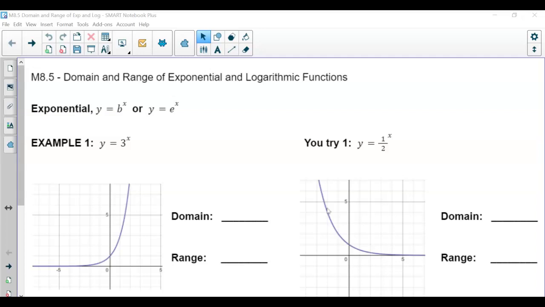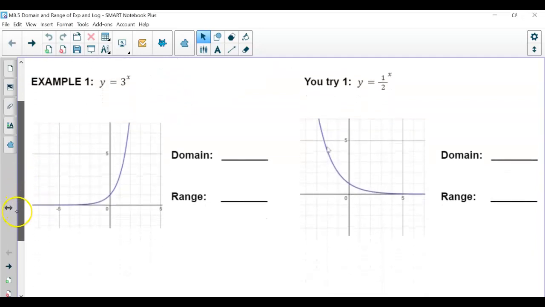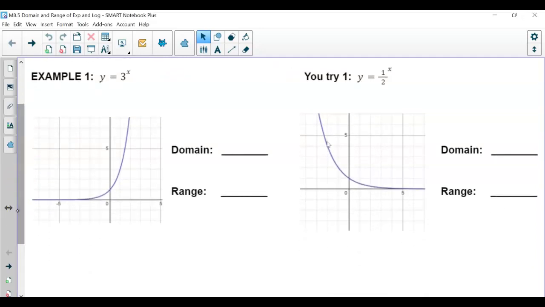In this video, we're going to start bringing in our graphs of our exponential and log functions, but focusing on the domain and range. So here, remember, you could have an exponential as that base being raised to the x power, or also even e being raised to the x power, right? Because remember, that represents our natural log. So here in example one, or the inverse of that.